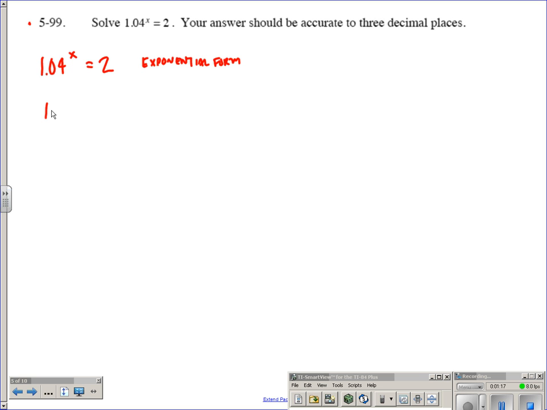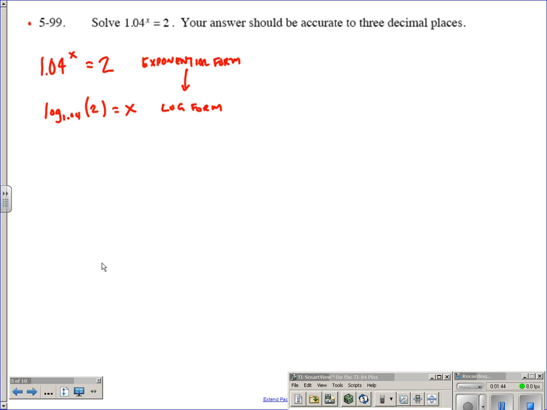So we're going to say log base 1.04 of 2 should equal x. Okay, this is our log form, remember? So I just took it from exponential form into log form. Now I can simplify or do this here.